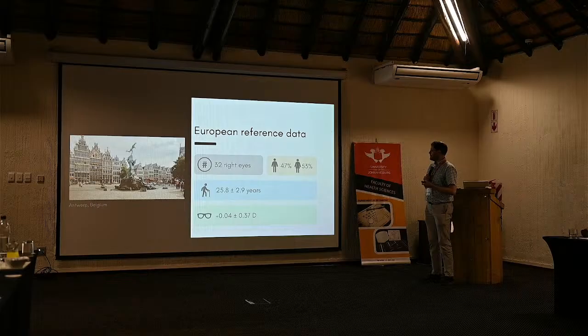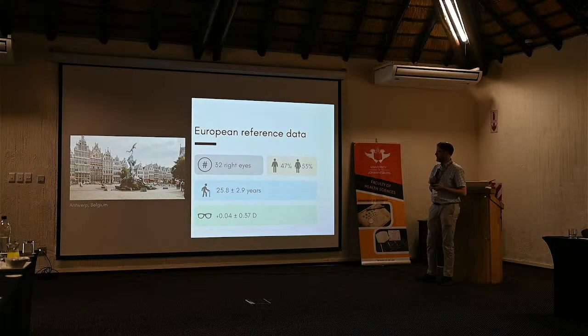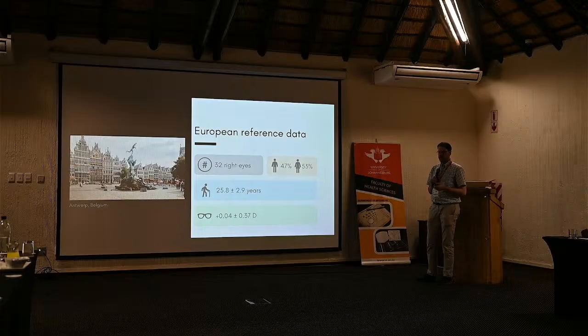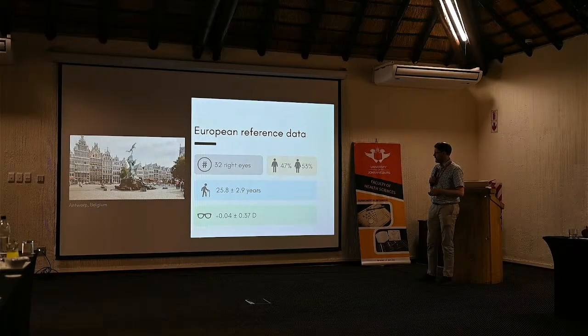Then some European reference data. I had to use the data that was available to me. Much less European data, only 32 right eyes. Gender balance was there. About 5 years older, but that shouldn't make that much of a difference in young eyes, and they were also ametropic.